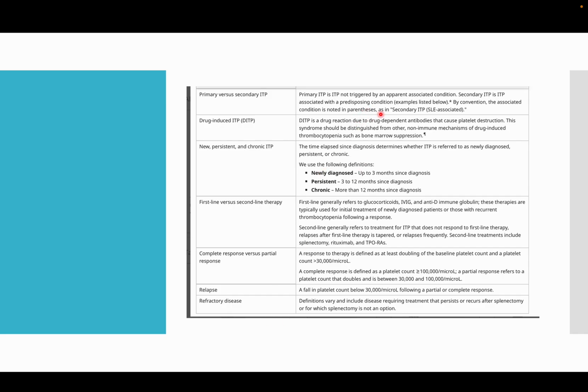So this primary ITP is not associated with any apparent associated condition. Secondary is other associated. Drug related can be a cause. Newly diagnosed, anything within 3 months is newly diagnosed. Persistent is 3 to 12 months. Chronic is anything more than 12 months. You can write it in your diagnosis.